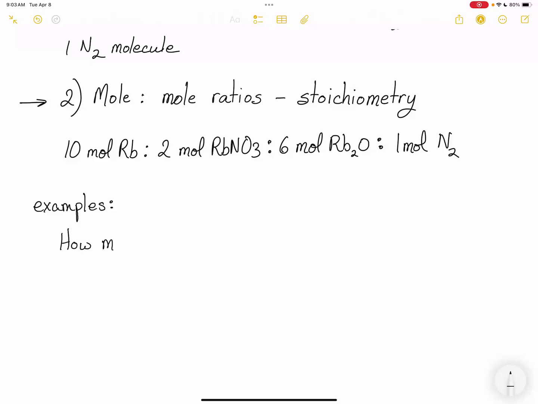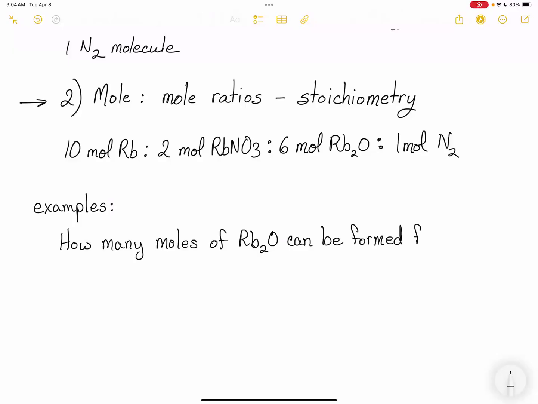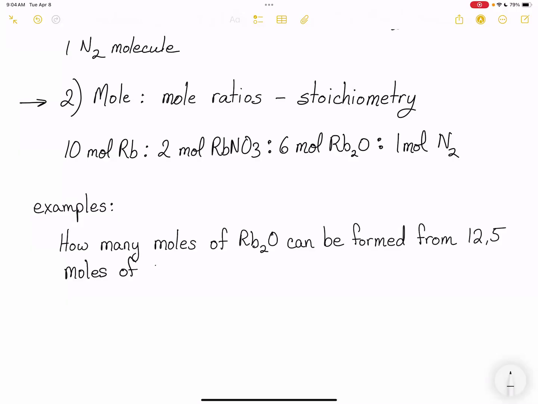How many moles of rubidium oxide can be formed from 12.5 moles of rubidium nitrate? Yes. What now?